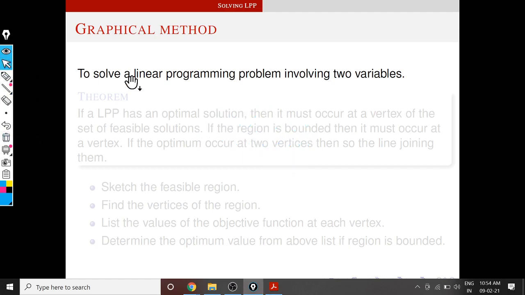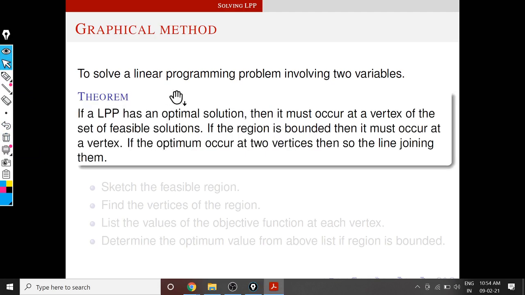There is a result from everything we have discussed. If an LPP has an optimum solution, then it must occur at a vertex of the set of feasible solutions.